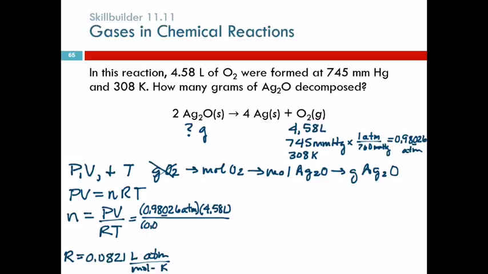R is 0.0821 liter atmospheres per mole Kelvin. Temperature is 308 Kelvin. So 0.98026 times 4.58 divided by 0.0821 divided by 308. And this comes out to be 0.17755 moles of oxygen.